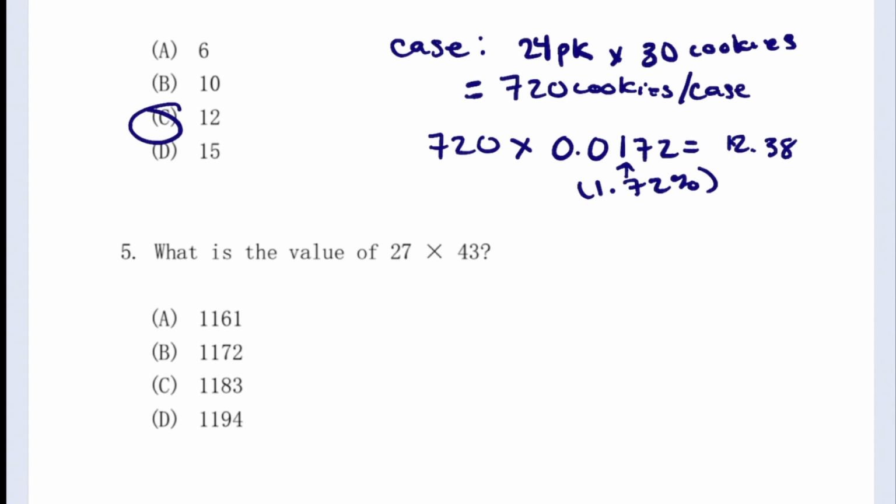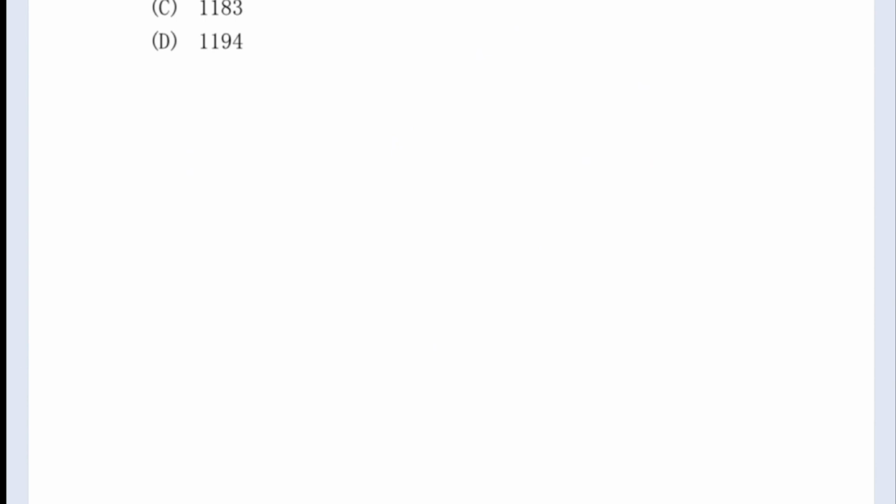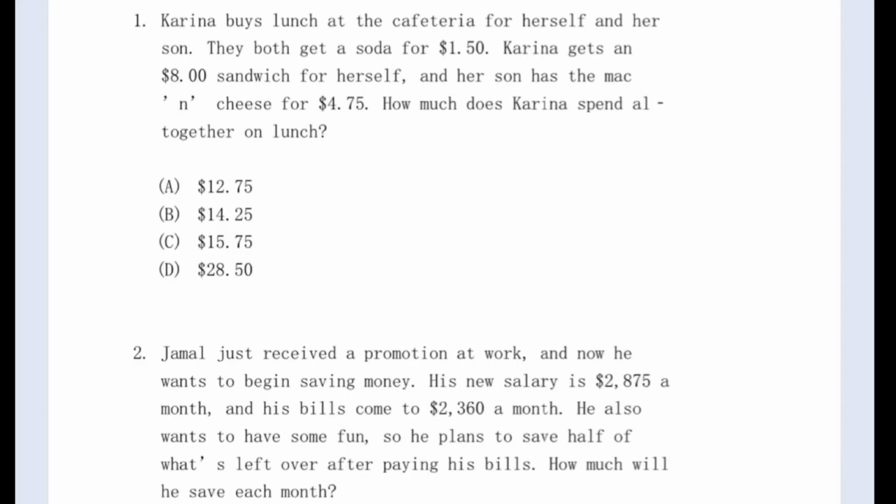So the next one, what is the value of 27 times 43? So you're going to have a calculator on the TEAS exam, so this should be an easy question to answer. So you're just going to plug in the 27 times 43, which is going to be 1,161. Okay, now let's look at solving word problems.